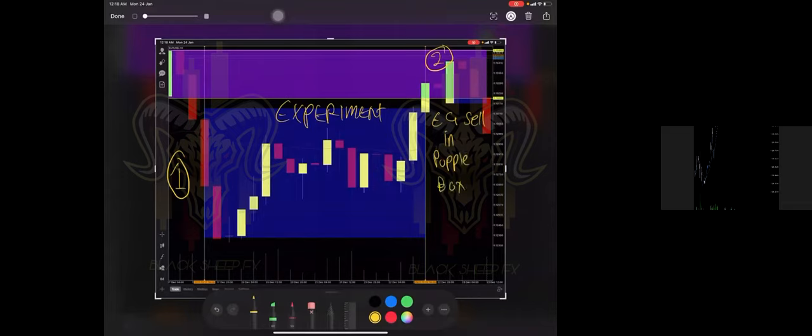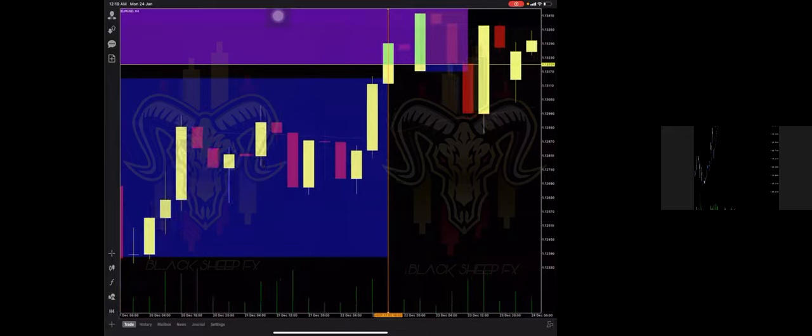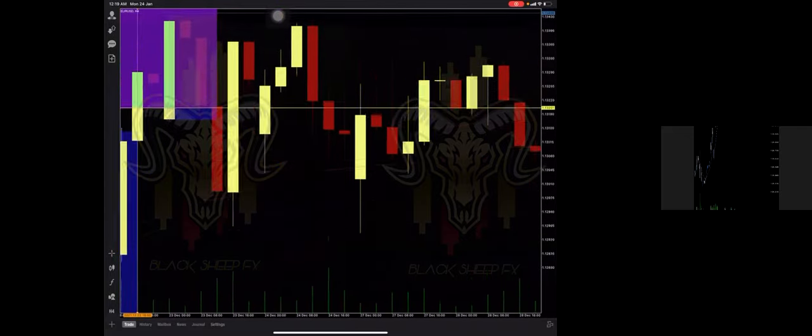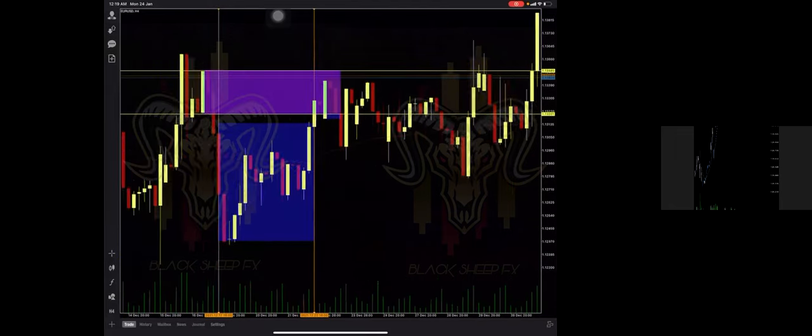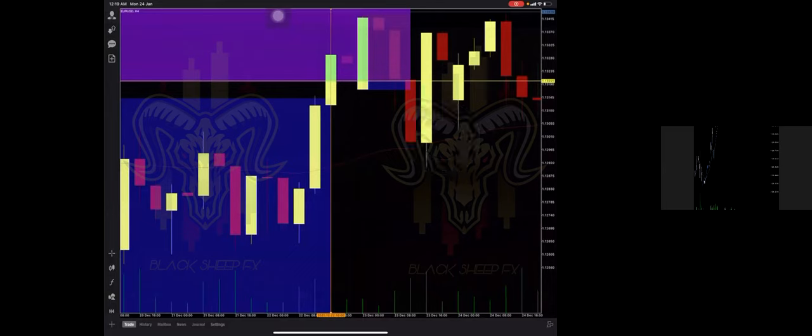So now, conclusion. Potential sell direction. Remember, it's direction. We get direction from this setup, not entry. So after this, it pulled back into here.